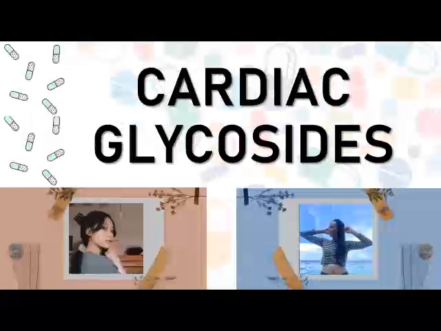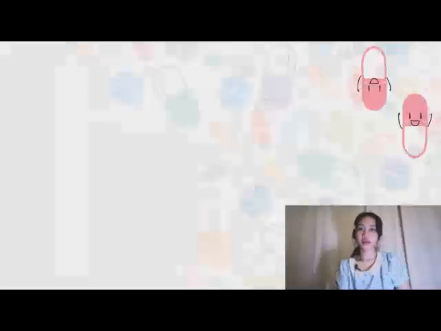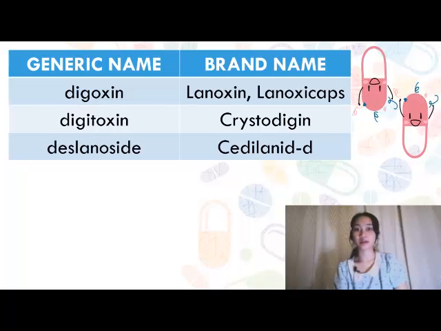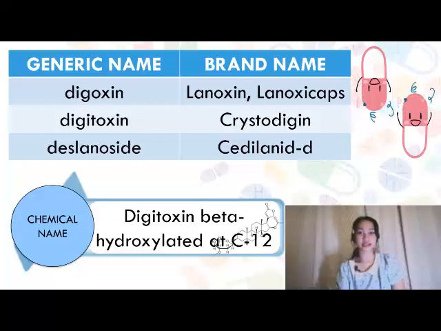We are the cardiac glycosides. My generic names are digoxin, with the brand names Lanoxin and Lanoxicaps, digitoxin, with the brand name Histodigin, and deslanoside, with the brand name Cedilanid-D. My chemical name is cardiac glycoside, that is digitoxin beta hydroxylated at C12.